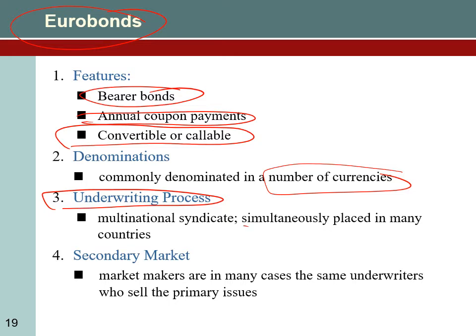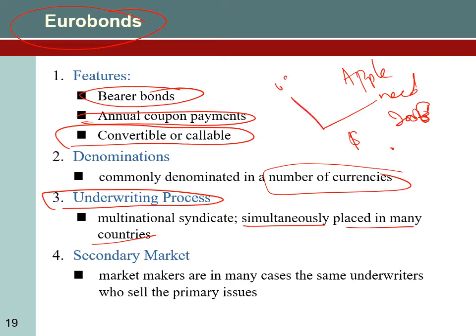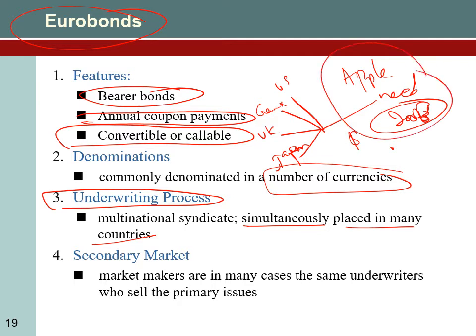So they can also float this bond into a number of countries as well. For example, if Apple company needs $200 billion, so they issue bonds which are in US dollar, also in US, in Germany, in UK, in Japan, so that they can have $200 billion in less than 6 months. So this process of helping the Apple company to issue bonds is called the underwriting process.